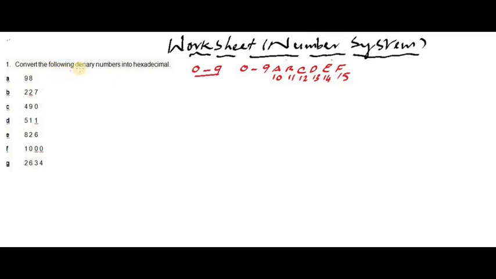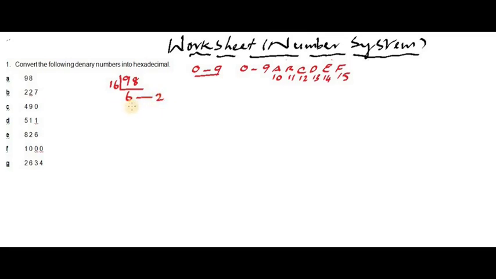Here our question says you have to convert this decimal number, 98, to a hexadecimal number. When you convert a decimal number to a hexadecimal number, you always have to divide that number by 16. So say for example 98 divided by 16. Here 6 times 16 you will get 96. So 98 minus 96 will be 2. You have to keep the remainder here.